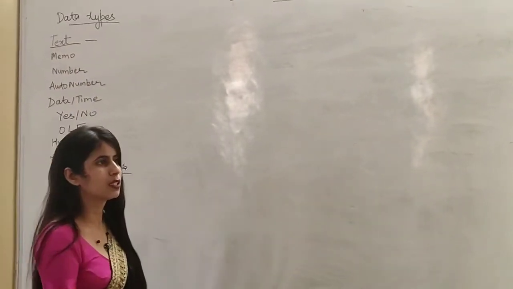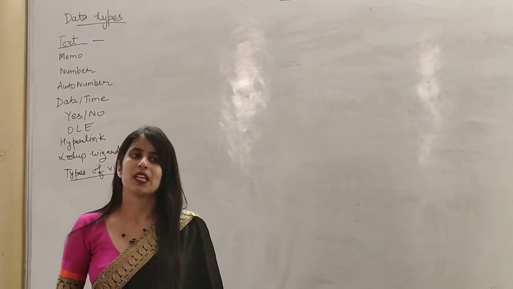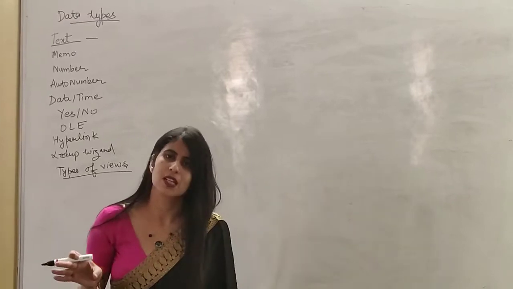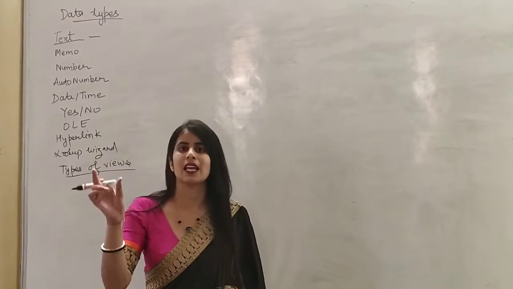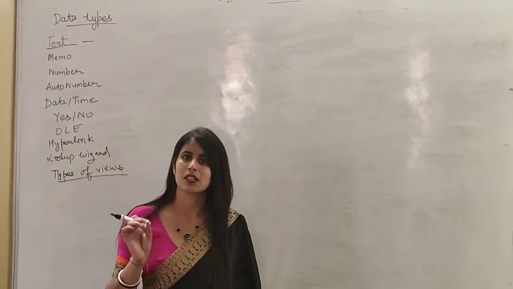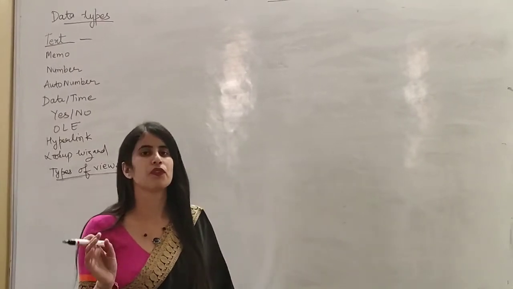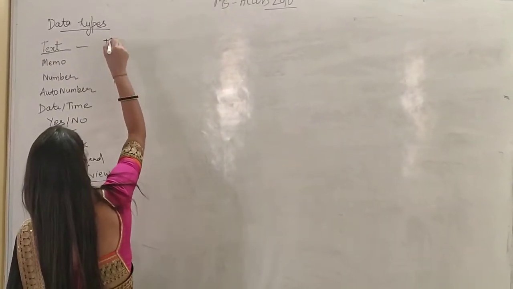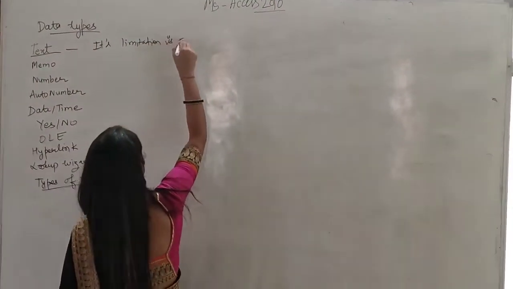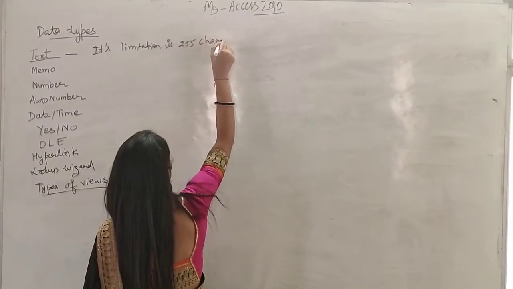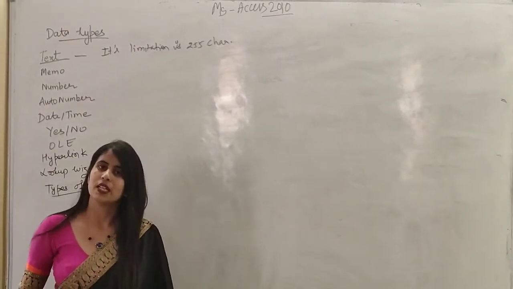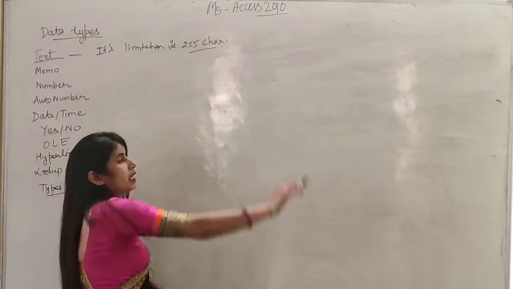Text, we know that text is a combination of characters that we enter in any field. Okay, and it has a limitation. Its limitation is up to 255 characters. Means the text that we can enter in any field is limited to 255 characters.